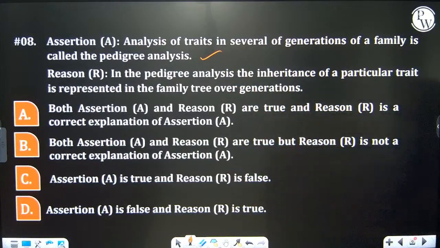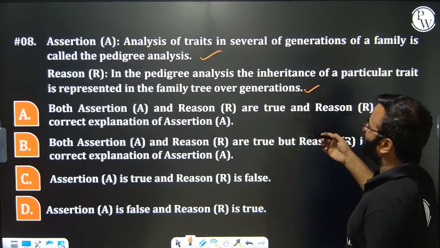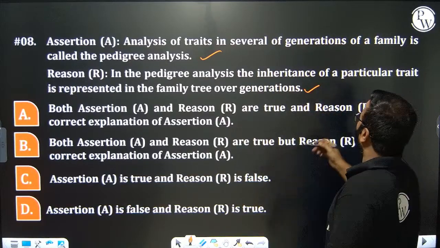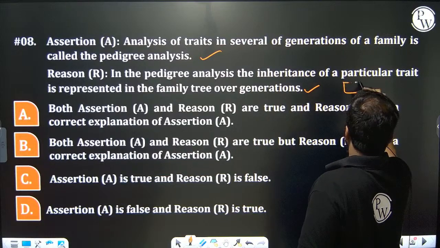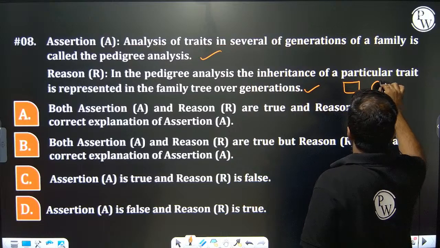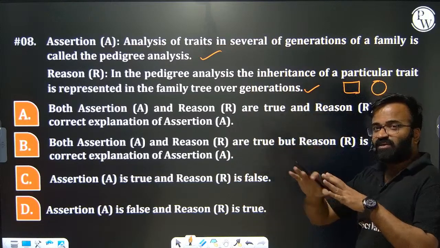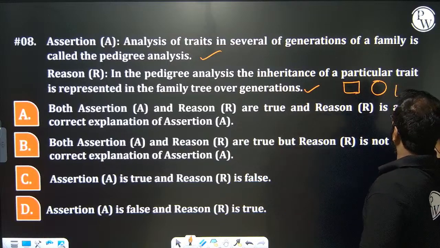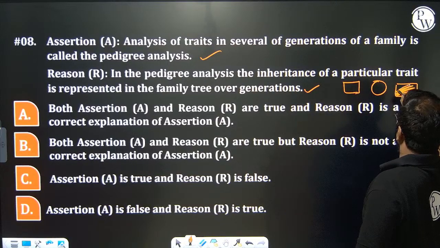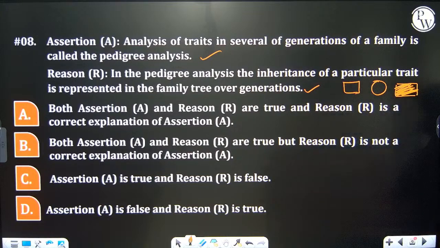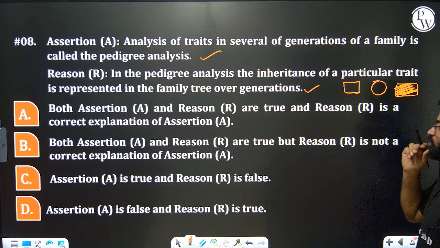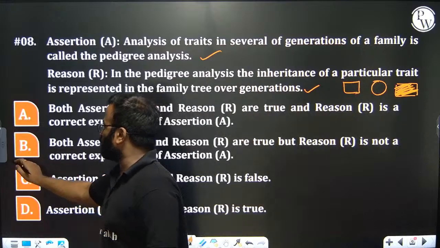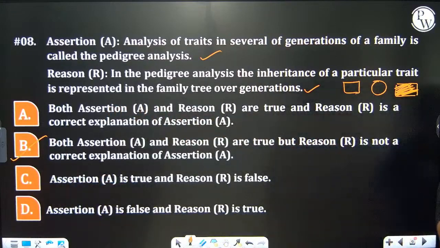In the pedigree analysis, the inheritance of a particular trait is represented in the family tree over generations. Yes, as a statement it is true, but as a proper reason, if he had said this symbol is used for male, this is used for female, if it is clear, that means it is not affected, and if it is shaded like this, then it is affected, then it would have been a proper explanation. Since he's not doing that, I don't think it carries a proper reason, so I would go with B as the answer.